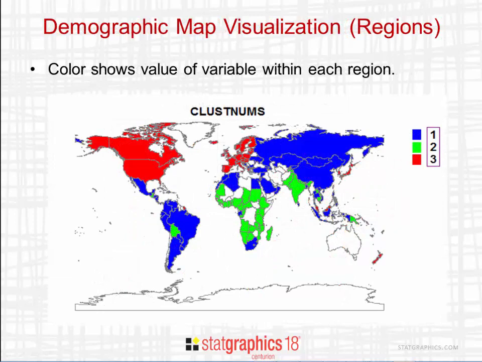A second type of map uses colors to show the value of a variable within various regions on the map. Here I'm displaying the results of a cluster analysis that uses demographics of various countries throughout the world to divide them into various groups.